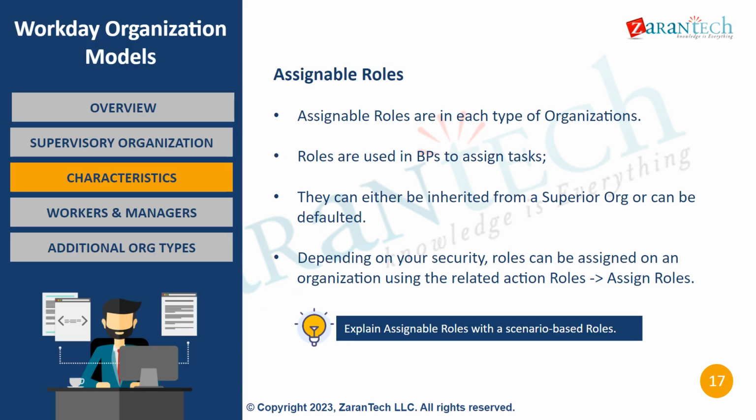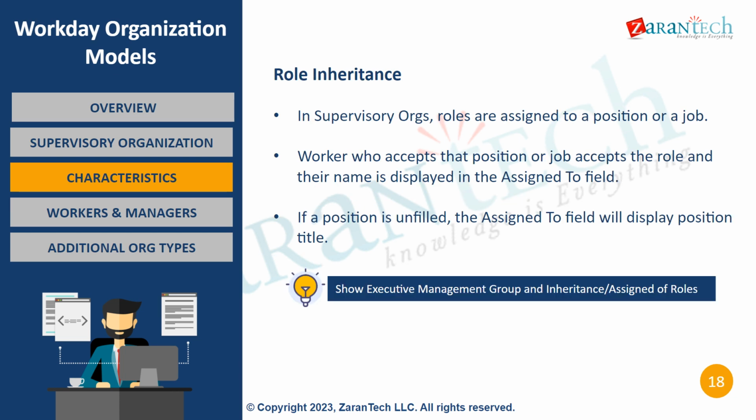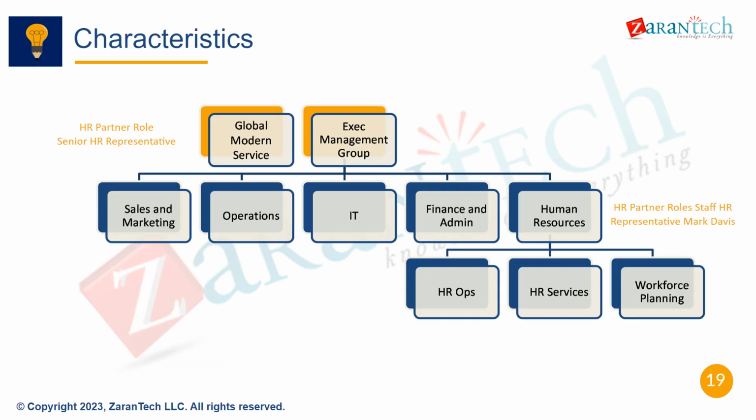Assignable roles are defined within each organization type. Roles are used in business processes to assign tasks. Roles can be inherited from superior organizations or defaulted. Security permitting, roles can be assigned to an organization using the assign roles related action. In supervisory organizations, roles are assigned to positions and jobs. Workers who accept those positions or jobs inherit the roles, and their names display in the assigned to field. If a position is vacant, the assigned to field will display the position title. Here's an example of role inheritance in a supervisory organization hierarchy. The executive management group has roles that cascade down to subordinate organizations.